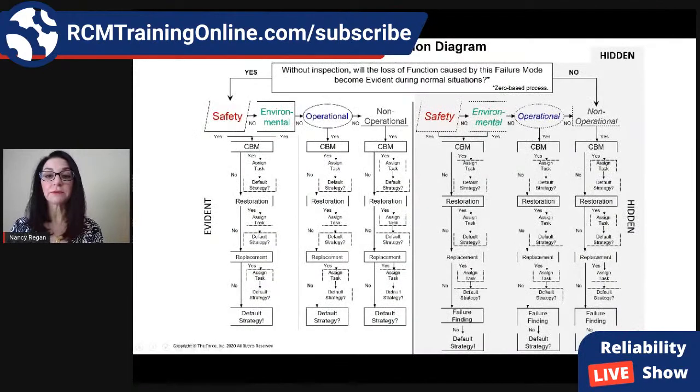So that's your RCM decision diagram, and this is RCM in a nutshell, right? You do your FMEA, and that's the first 4 steps. Then you take each failure mode and put it through your funnel, and you assess criticality here. This is step 5. And then this is step 6 and 7. See, that's it.